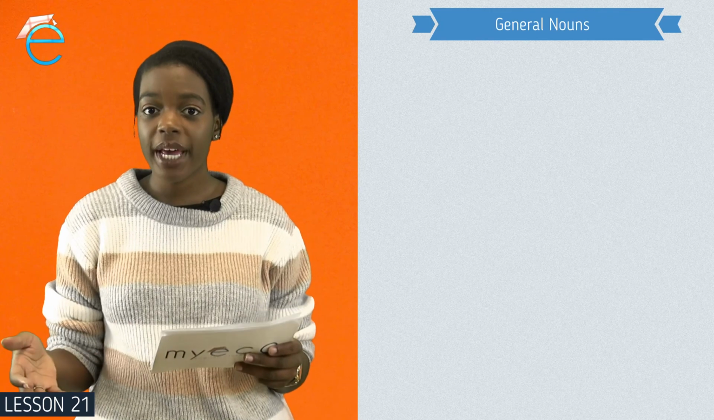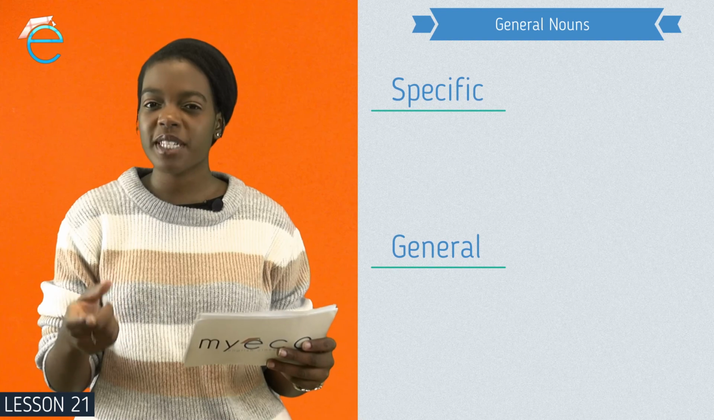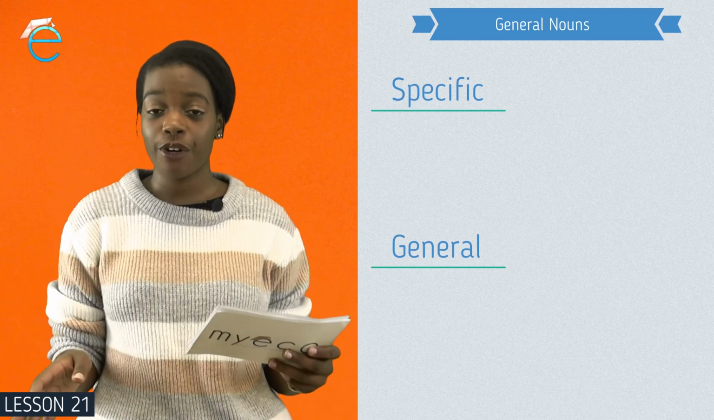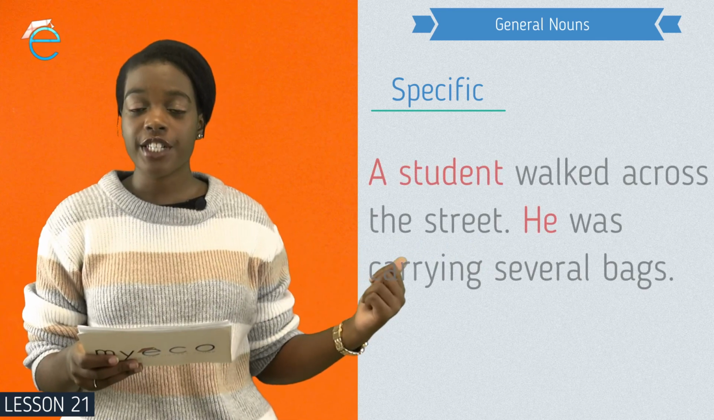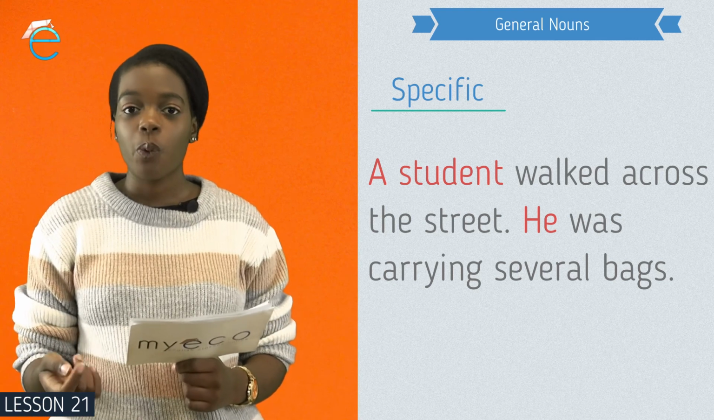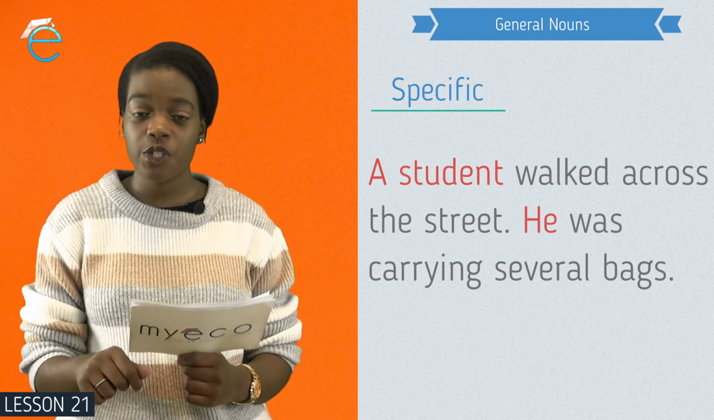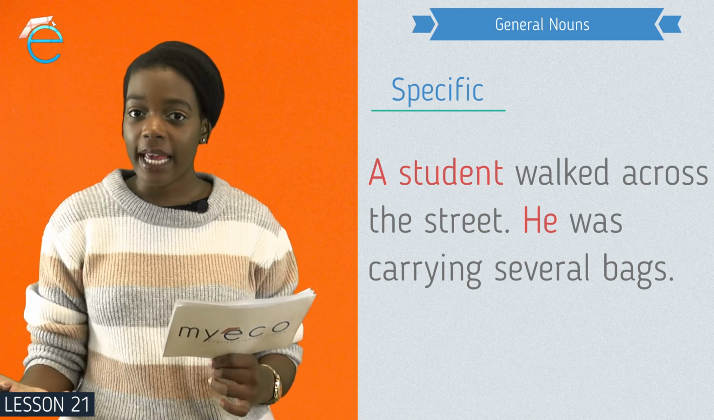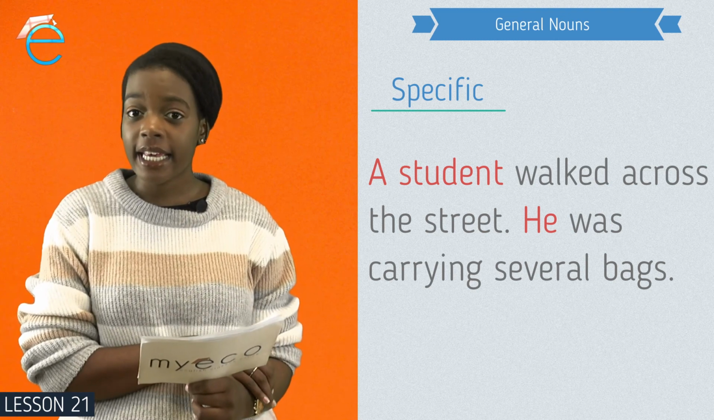There are two ways that we can use them. Specifically, so a little bit more specific but still general, and then general, so completely general. Now, let's have a look at specific first. A student walked across the street. He was carrying several bags. Now here, we know it was a student we saw, and we also know that it was male, so we can say he. Still general, we don't know the name, but we've given more specific details, such as he and student.